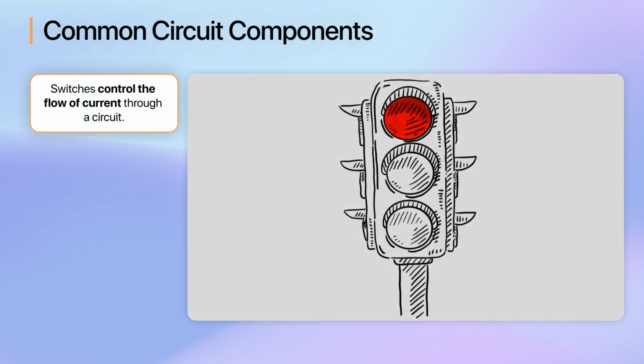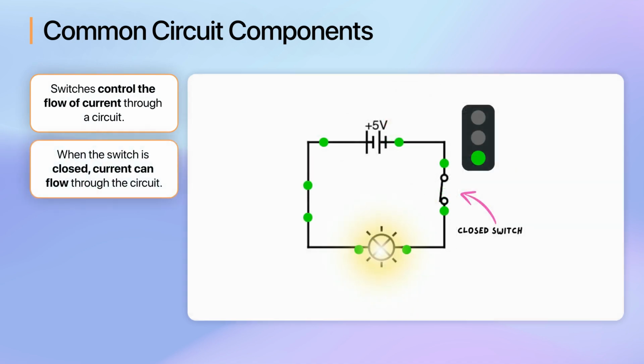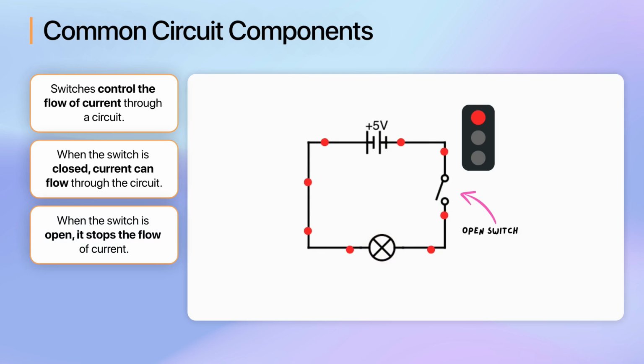Imagine a switch like a traffic light for current. When the switch is closed, current can flow through the circuit, much like cars moving through a green light. When the switch is open, it stops the flow of current, similar to a red light stopping cars. This simple mechanism allows us to control the circuit.